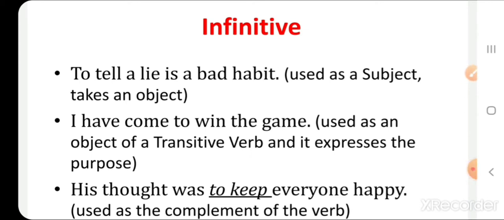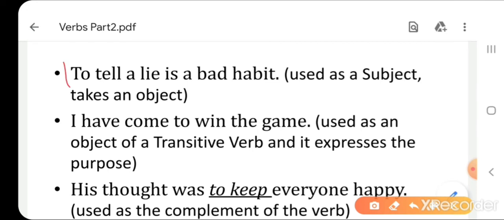Let's learn few other examples. To tell a lie is a bad habit. Here, to tell, again, an infinitive used before a main verb, is a subject of a verb, and it takes an object, a lie.